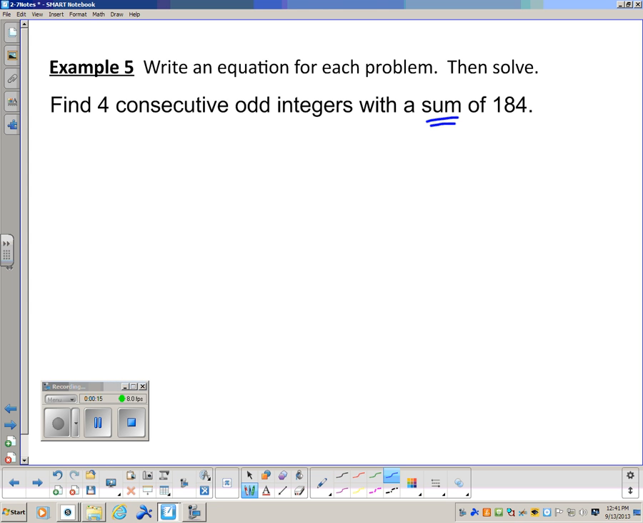Now sum here means to add, and 4 consecutive odd integers mean like 1, 3, 5, and 7. They're one after another and they're all odd numbers. Those are supposed to add up, whatever ones you choose. Let's say we chose those, do those add up to be 184? In this case, they do not. And so we're supposed to find those, whatever ones we come up with.